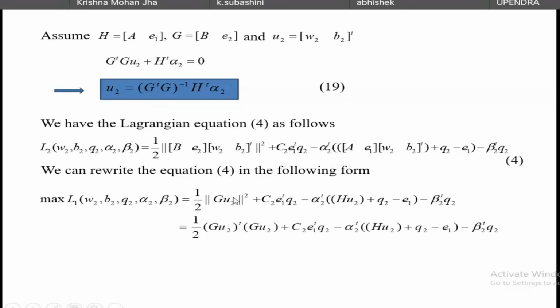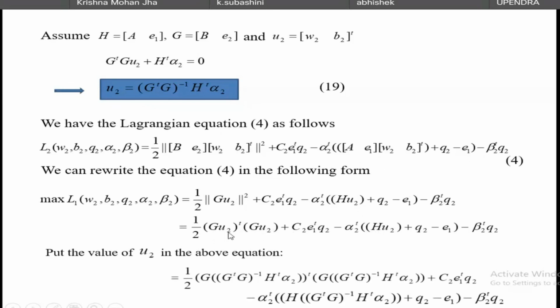Again, you can write this norm of x square as x transpose x. Then you put the value of U2 here. Once we put the value of U2 here, you replace U2 by this particular term, and the same thing here, where U2 is: you just replace it by this particular term.